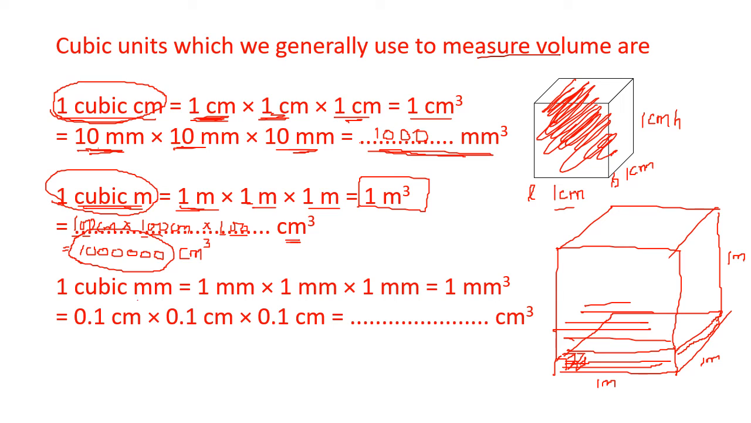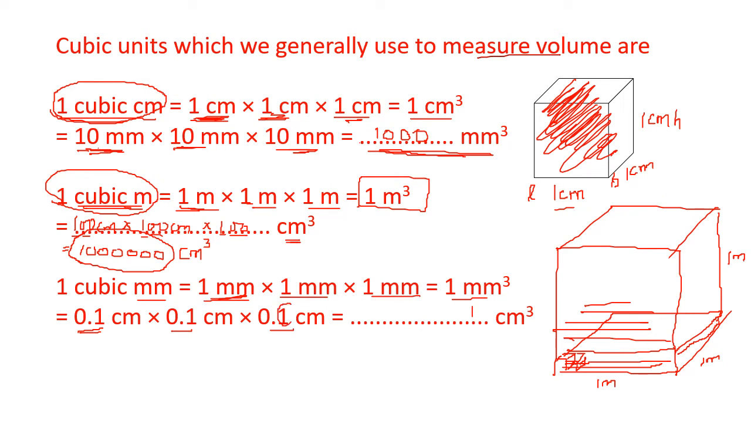Now 1 cubic millimeter is a cube whose length is 1 millimeter, breadth is 1 millimeter and height is 1 millimeter. So it is 1 millimeter cube. Now 1 centimeter equals 10 millimeter, so 1 millimeter is 0.1 centimeter. 0.1 centimeter means 1 upon 10. So 1 millimeter means 0.1, 0.1, 0.1. You multiply 1 into 1 into 1, you get 1.